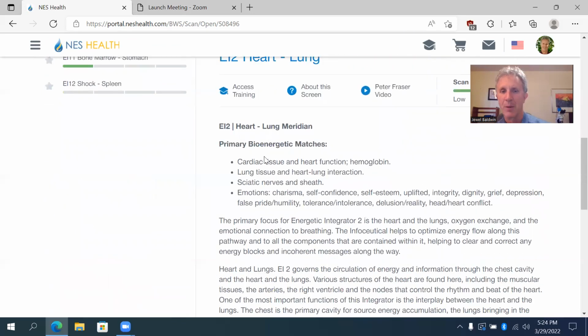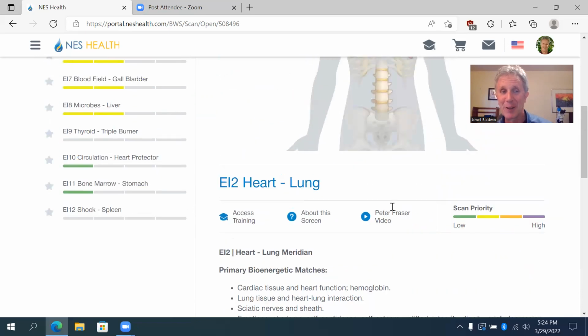And when you scan down a little bit here, you can see the primary energetic matches. In EI2, it's cardiac tissue, heart function, lung tissue, heart-lung interaction, and emotional factors. Now the emotional factors start to come into the NES scan, where if this integrator is not open and flowing, some of these things can start to go out of whack, like self-esteem could be low, you could be dealing with some grief or depression, tolerance, intolerance, some intolerance happening for a person here if this is blocked.